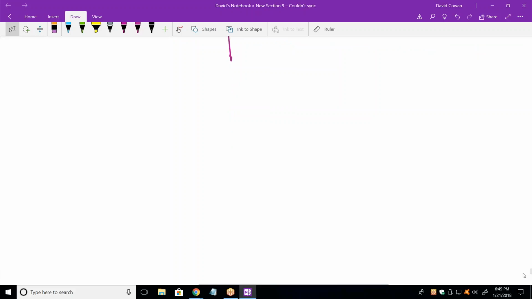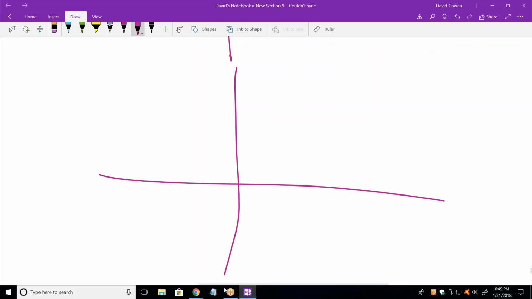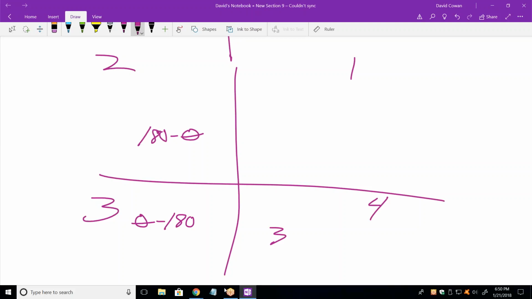Oh, I know what I was going to do. I presume you've seen this. In other words, quadrant 1, 2, 3, 4. This is theta minus 180, and this is 360 minus theta. Or you can write these as pi minus theta if you're dealing in radians, or theta minus pi, and this one would be 2 pi minus theta.